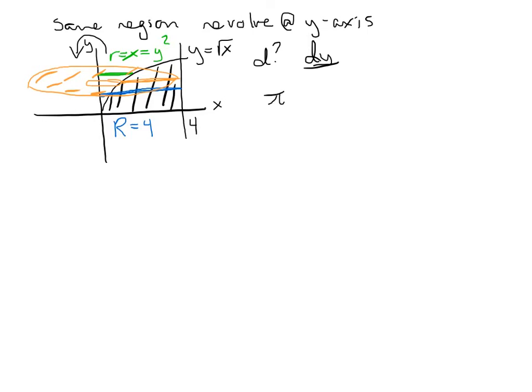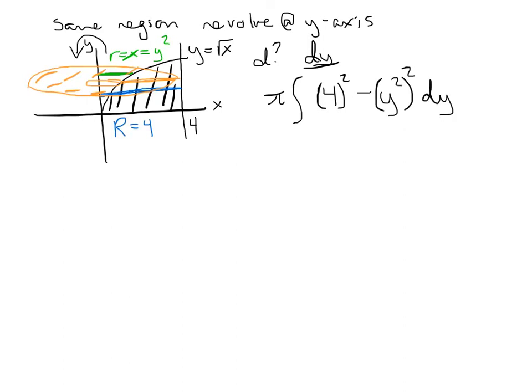So here we go. Pi times the integral of the big radius squared. So I take the whole big thing, and then I'm going to subtract off the little radius, everything in terms of y, so it's the y squared, squared.